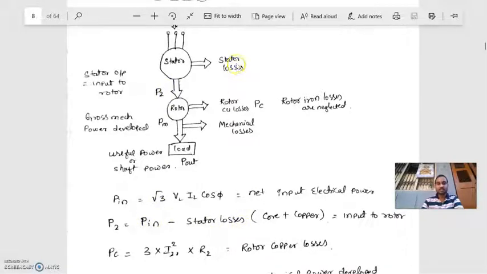What are the stator losses? Stator losses include iron losses as well as copper losses. Iron losses are also called core losses, plus copper losses. This is called the input to the rotor. And PC is termed the rotor copper losses. So how do we find the rotor copper losses? Rotor copper loss is the rotor current squared multiplied by the rotor resistance.